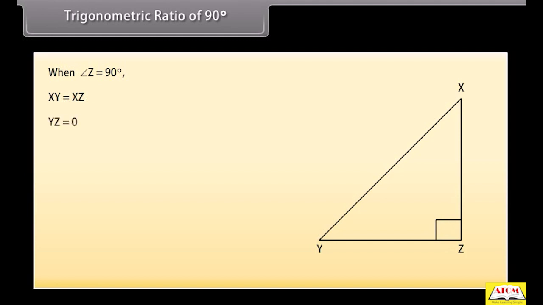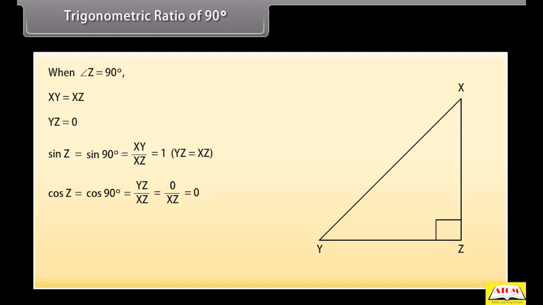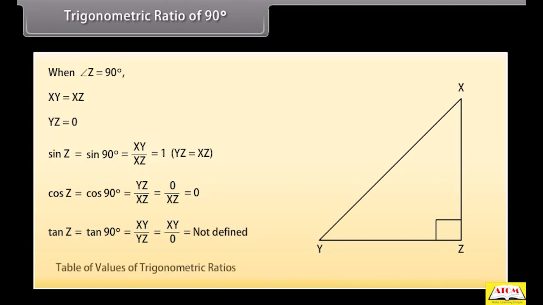is 0. Let us understand what happens to the values of trigonometric ratios. Sine Z is equal to sine 90 degree, which equals XY upon XZ, which equals 1, as YZ is equal to XZ. Cos Z is equal to cos 90 degree, which equals YZ upon XZ, is equal to 0 upon XZ, which equals 0. Tan Z is equal to tan 90 degree, which is equal to XY upon YZ equals XY upon 0. Therefore, tan 90 degree is undefined.